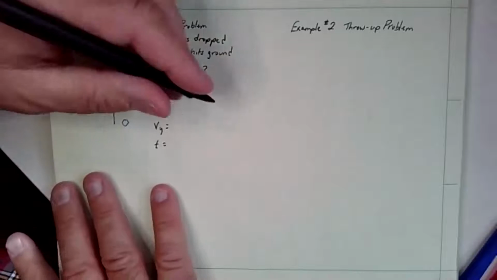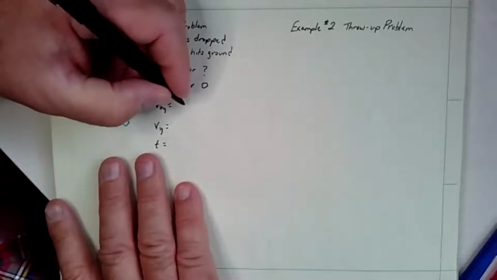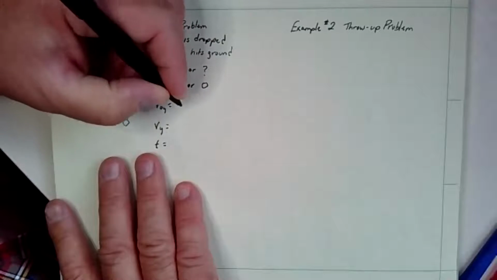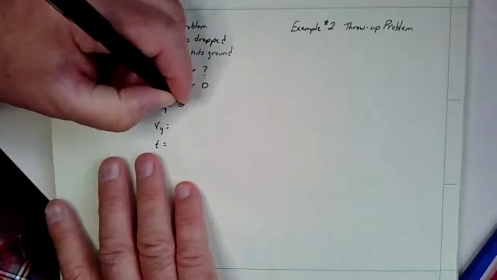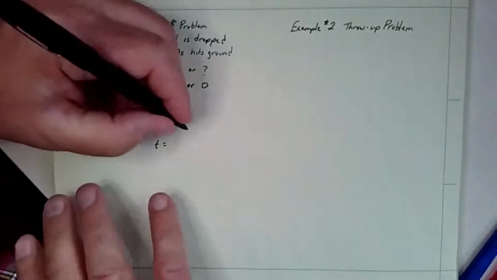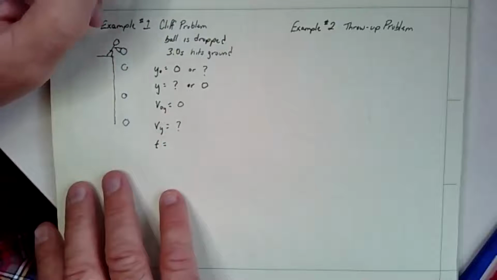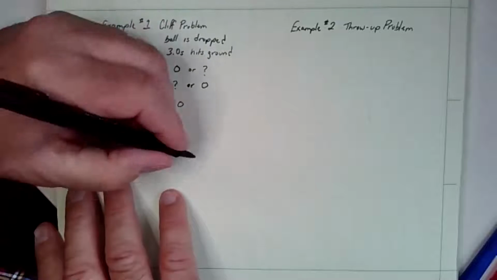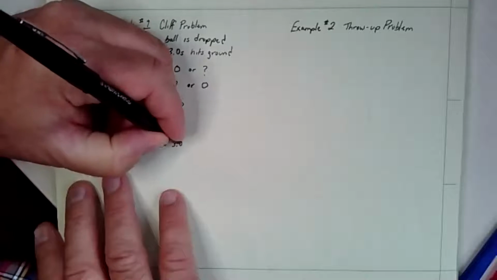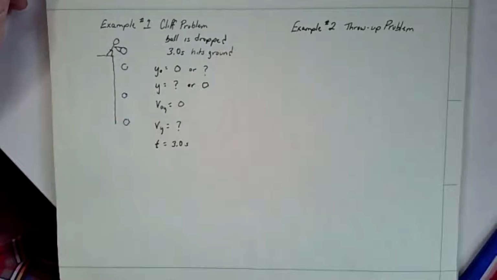Now this object is just let go, so we're going to assume that it simply falls. So that means that the initial velocity is 0. And the final velocity we don't know, but the time it takes to hit the ground we do know, and that's 3 seconds. Okay, so now we think about those kinematic equations we've been using and which ones are going to be the go-tos.